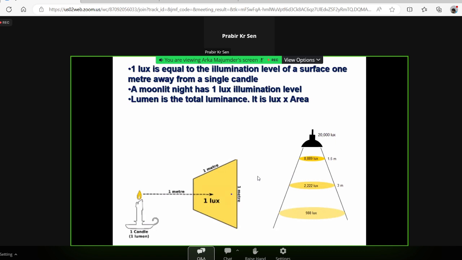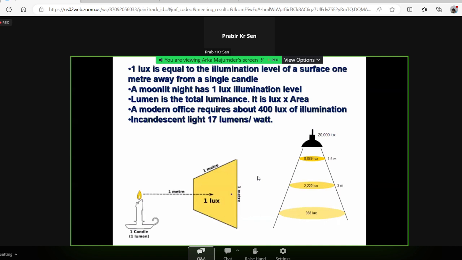If you go further away, the same lumen which can produce 20,000 lux comes down in illumination. A modern office requires about 40 lux illumination. Lux is illumination, not lumen. Lumen is what the lamp will produce.